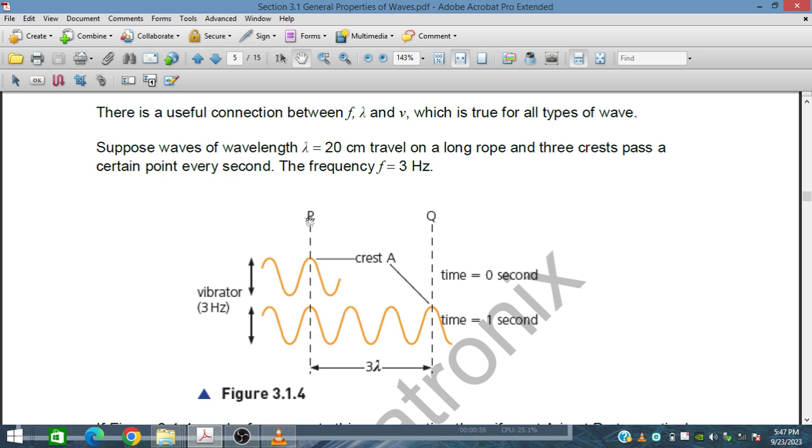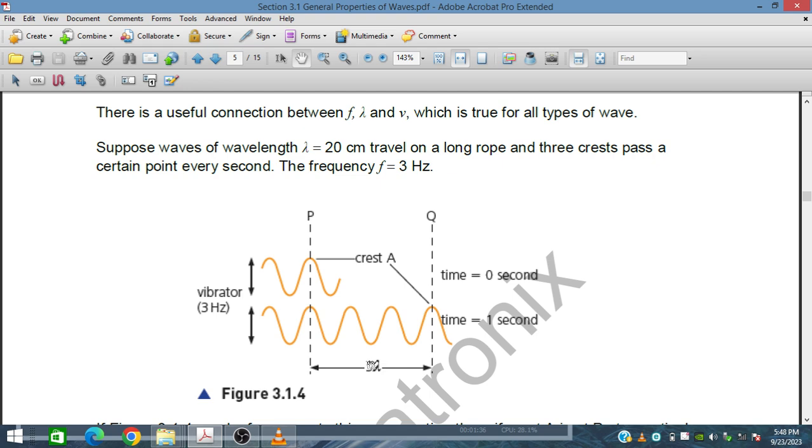So from this point P to Q, this is one crest to one. This is one wavelength. From this crest to this crest, this is again one wavelength, two wavelengths from here to here, and this is the third wavelength. So the 3 wavelengths are there, and from point P to Q, it takes 1 second. So the frequency is 3 hertz, because 3 wavelengths pass in this particular time, and the wavelength is defined as 20 centimeters.